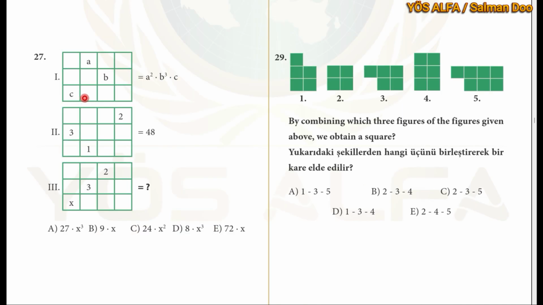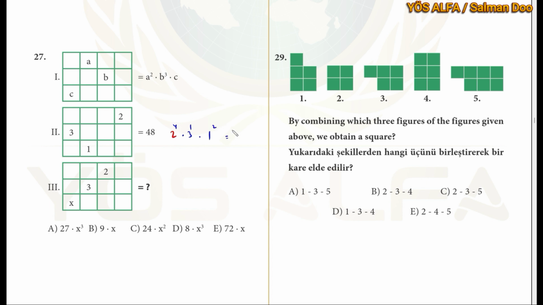Number and figure relation again. We have A squared, B cubed, and C for this table. A squared is given because A is on the second square of the first row. B is on the third square of the second row, so we are given B cubed. C is on the first square of the third row, so the power is 1. So it's a multiplication of the numbers to the power of their position. So for 48, we have 2, since it's on the fourth square, 2 to the 4, times, since 3 is on the first square, 3 to the 1, times, since 1 is on the second square, 1 squared.